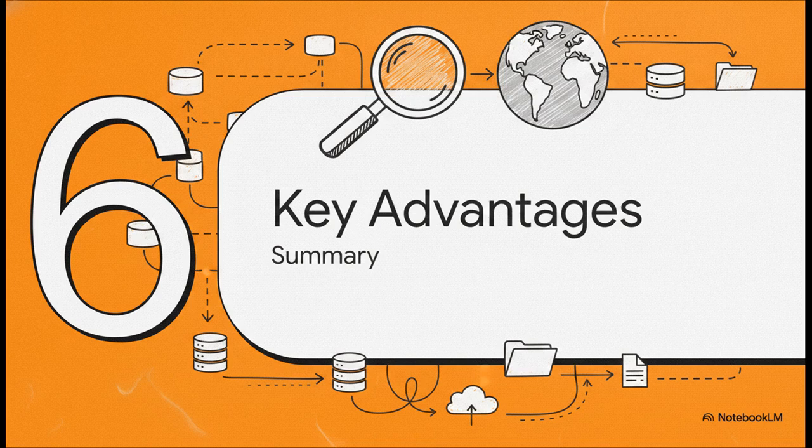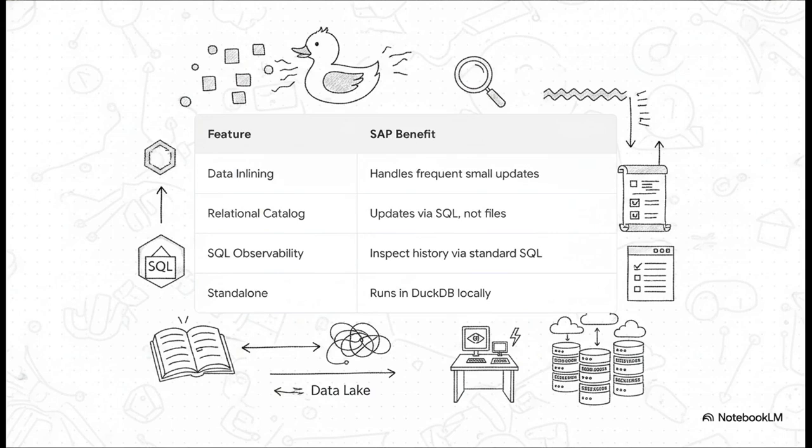Finally, Section 6, Key Advantages Summary. Let's bring it all together. If we pull back and look at the big picture, the value Dukelake delivers for SAP analytical workloads is just massive. First up, data inlining handles those small, frequent SAP updates effortlessly without ever creating thousands of tiny Parquet files. Second, the relational metadata catalog lets you clear open items using swift SQL database updates rather than suffering through incredibly slow file traversals. Third, you get true SQL observability, meaning your teams can inspect catalog history and schema changes using the standard SQL they already know. And fourth, it operates completely standalone or embedded, executing in DuckDB without any of those complex, heavy Spark or Java dependencies.